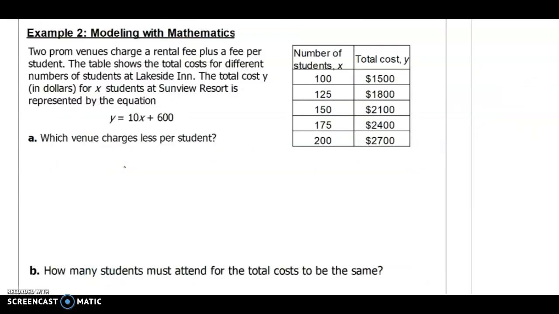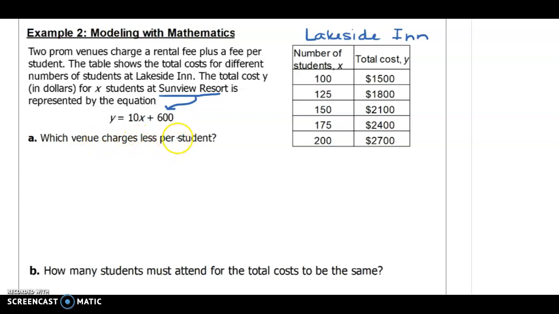All right, so let's look at example 2. It says the prom venues charge a rental fee plus a fee per student. The table shows the cost for different numbers of students, and this is for Lakeside Inn. The total cost y in dollars for students at Sunview Resort is represented by this equation. Which venue charges less per student?